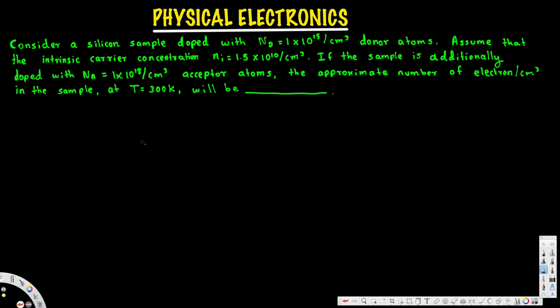Let's look at this problem right here. This question is asking: consider a silicon sample doped with Nd = 1 × 10^15 per cm³ donor atoms. Assume that the intrinsic carrier concentration ni = 1.5 × 10^10 per cm³. If the sample is additionally doped with Na = 1 × 10^18 per cm³ acceptor atoms, the approximate number of electrons per cm³ in the sample at T = 300 Kelvin will be what?